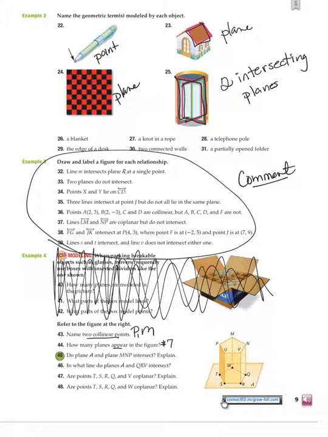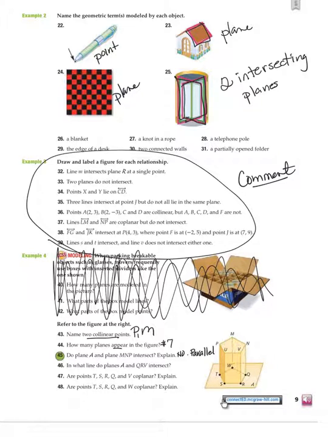Okay. Do plane A, that's the bottom, and plane MNP, that's the top, do they intersect? No, they don't intersect. They don't touch. As a matter of fact, they're parallel. They'll go on forever and ever and never touch. Like the ceiling in your bedroom and the floor in your bedroom. They're not going to touch.